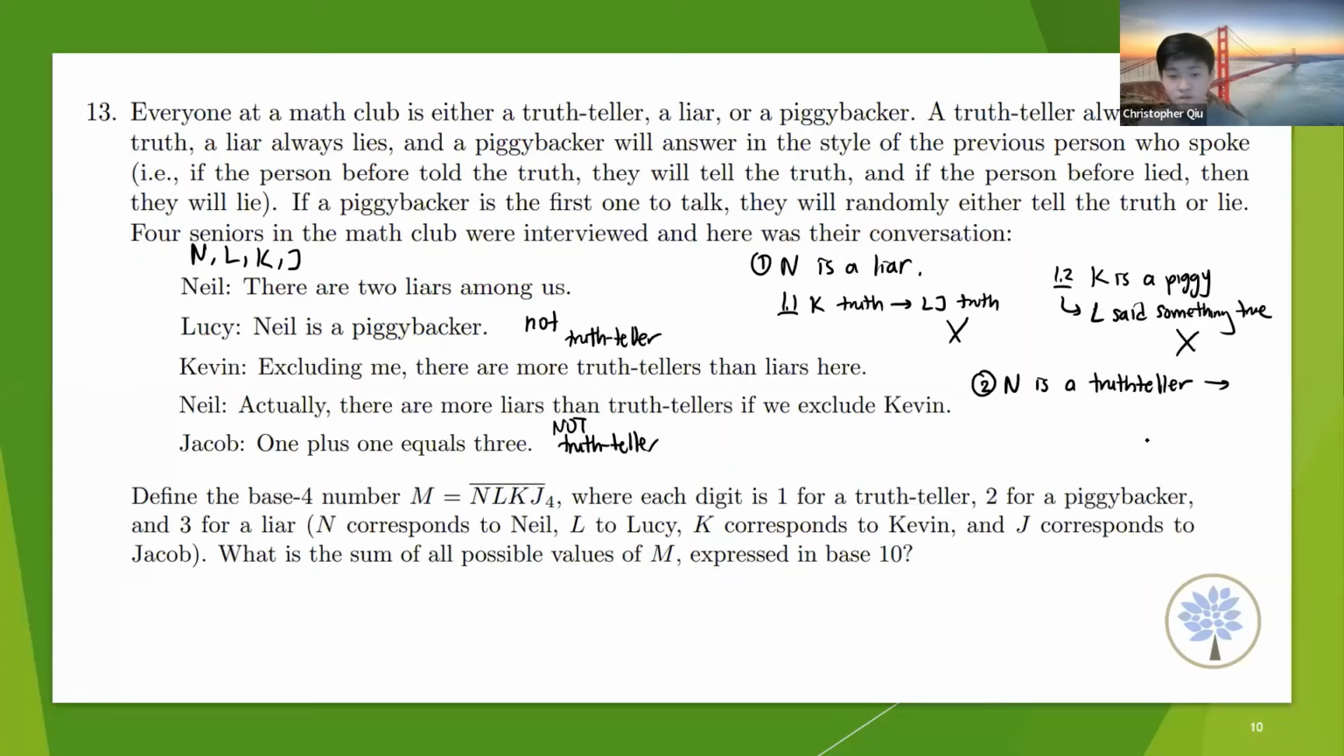Since Neil is a truth teller, that means that there are two liars among Lucy, Kevin, and Jacob, based on what he said in this first line. So among L, K, J, there are 2 liars. And so who can be a liar here? Since there are exactly 2 liars among L, K, and J, we can notice that J and L must be liars.